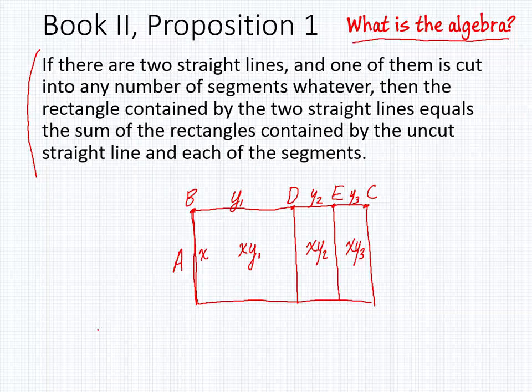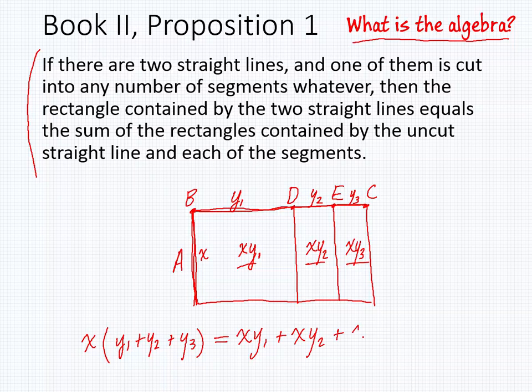And if we put together everything that we've learned, we see that x times (y1 plus y2 plus y3), that would be the larger rectangle, the rectangle contained by A and BC, is equal to the component parts. So that would be equal to x times y1 plus x times y2 plus x times y3. And sure enough, this is one of the first things we learned in algebra, and it's referred to as the distributive law.